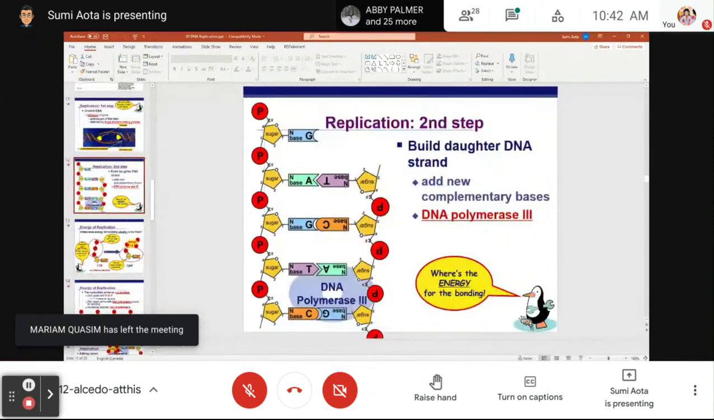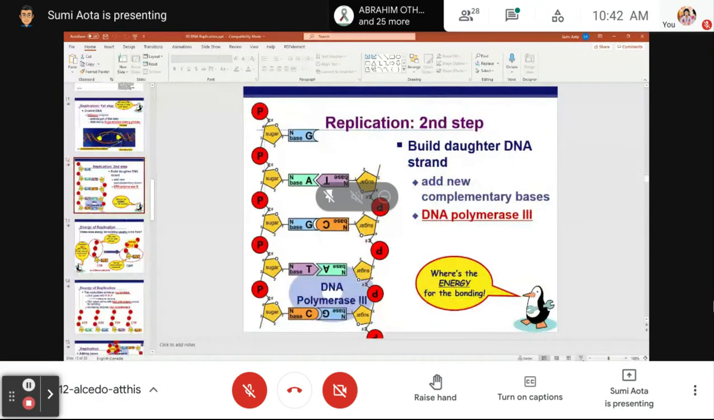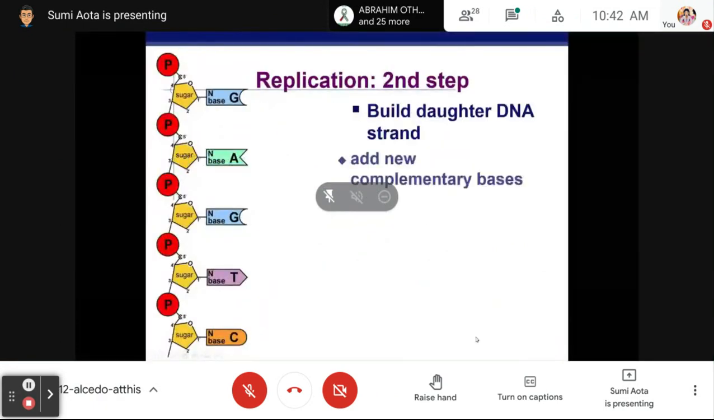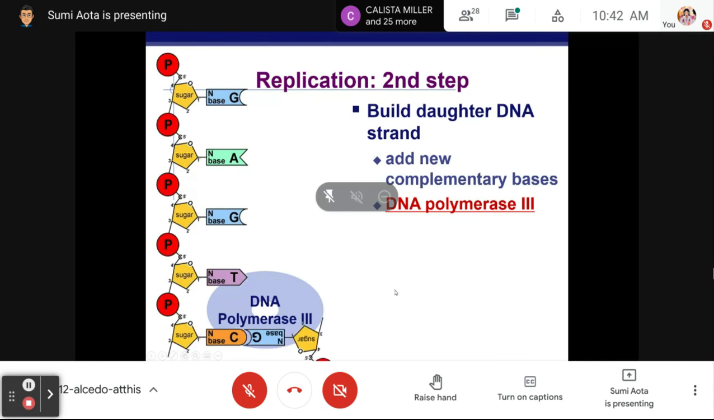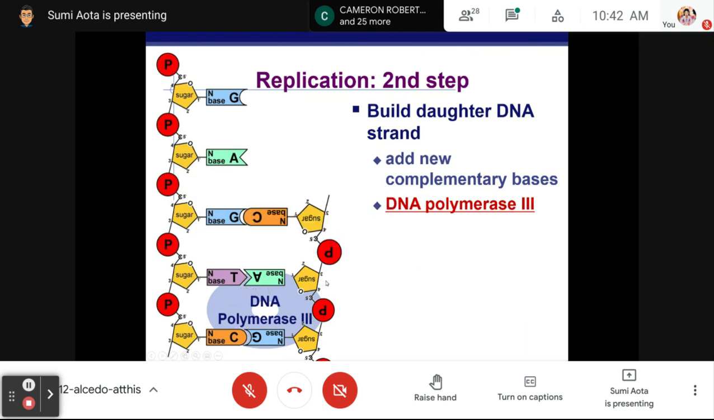So reanimating this. There's DNA polymerase 3. It's going to bring in a base, and then it'll bring in another base, right? And slowly move on. Okay. So this is just going to move along and build the new strand.